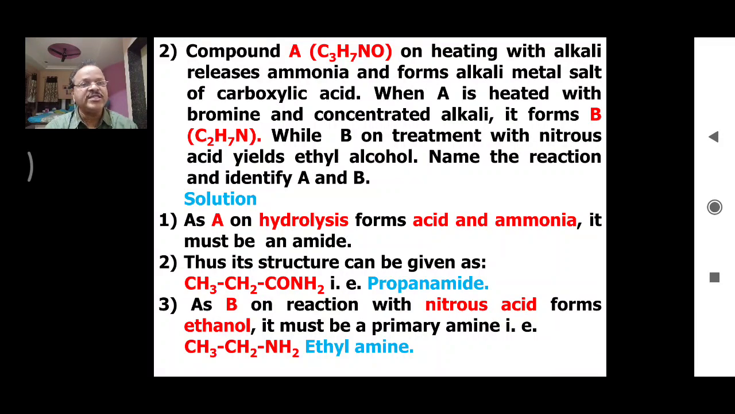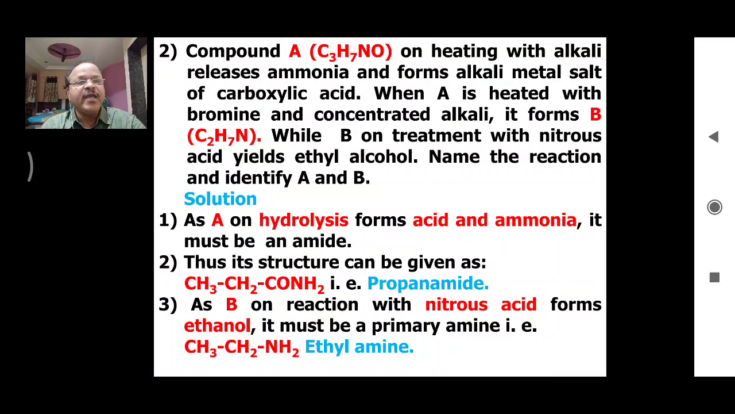Now when A is heated with bromine and concentrated alkali, it forms B. So bromine and alkali are the reagents used in this reaction. You should remember, out of 6 reactions, in which reaction bromine and concentrated alkali is used. So that will give you idea about the reaction on which this problem is based.